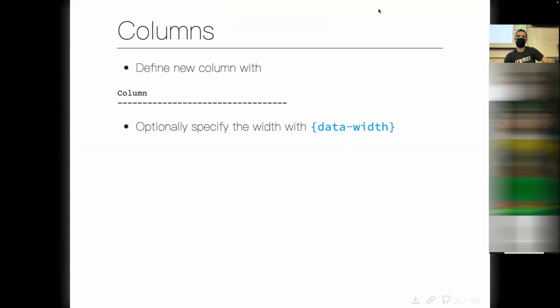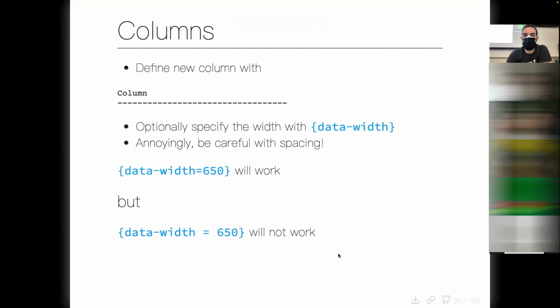Okay, so what we can do is define a new column just by specifying a whole bunch of dashes, basically. We can also optionally tell it the data width. Confusingly, though, unless this has been fixed, because I haven't checked in a while, you have to be very, very careful about spacing. You cannot have spaces around the equals, which is super annoying to me because I really think that you should have spaces around the equal sign, but you cannot. This will work, but this will not work.